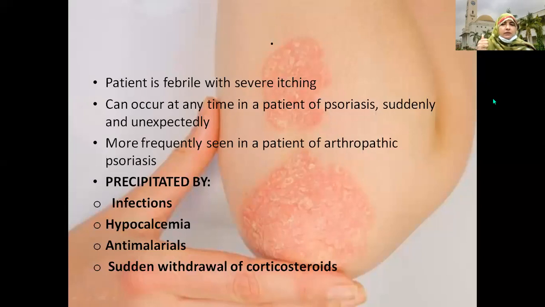Now in this patient, because the thermostatic function is gone, the patient is febrile. There is even severe itching. And it is also associated in patients with arthropathic psoriasis. It is usually precipitated by infections. The patient might be having hypocalcemia. Different drugs are aggravating it, as I told you. Among them, two are very important, that is antimalarials and corticosteroids, especially when taken for some time and withdrawn suddenly, the patient might go into erythroderma.